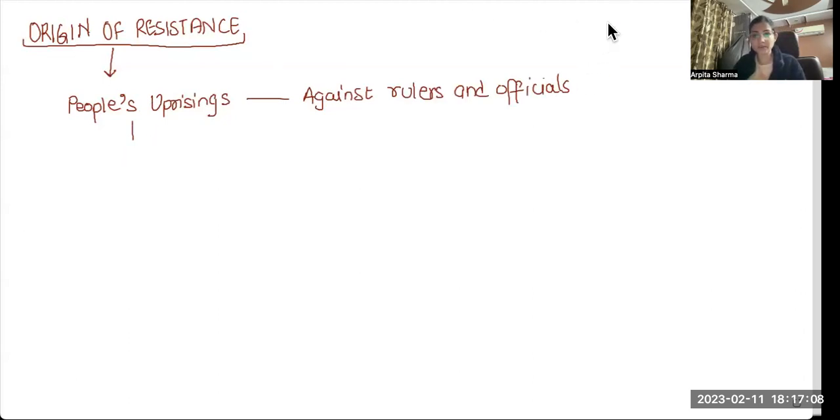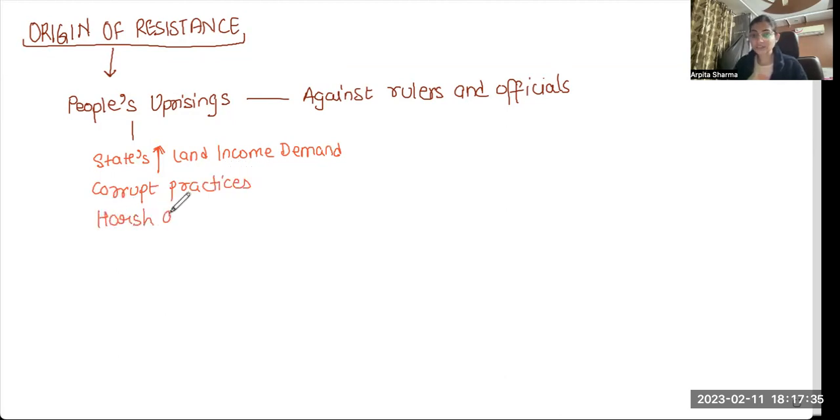I'll change the ink of the pen. The reason was states' high land income demand. This arrow is high. Okay. Increasing or high. The states' high land income demand. Second reason was corrupt practices. Third reason was the harsh attitude. Harsh attitude of whom? Of the authorities.